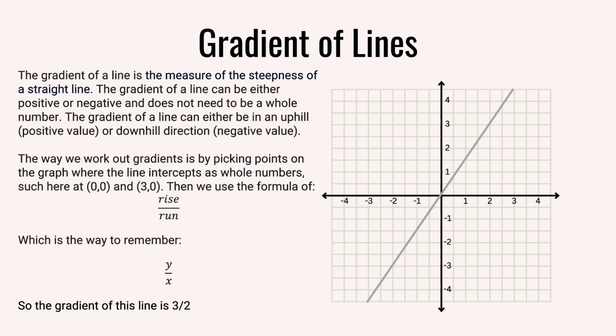Then we use the formula of y over x, but remember it as rise over run. So, we have risen 3 to get from the x-axis up to 3, and we've run from 0, 0 to 2, 0. So we've made a triangle here. We've gone 2 across and 3 up. Then we use our rise over run, which is y over x. So we get the gradient of the line to be 3 over 2.